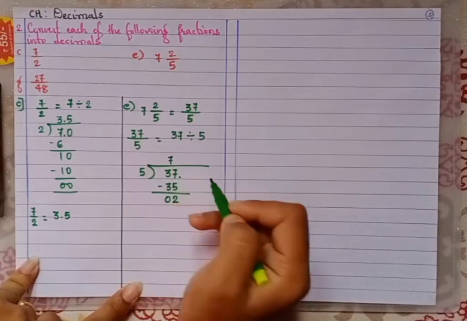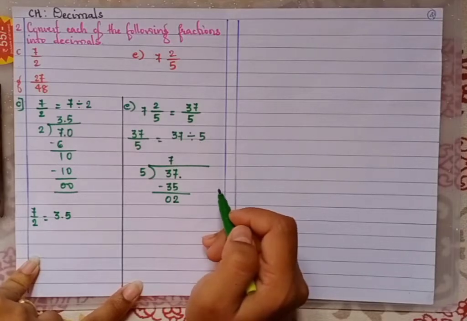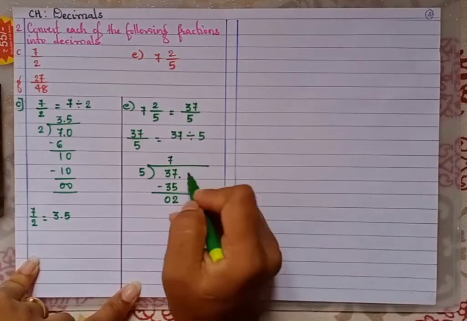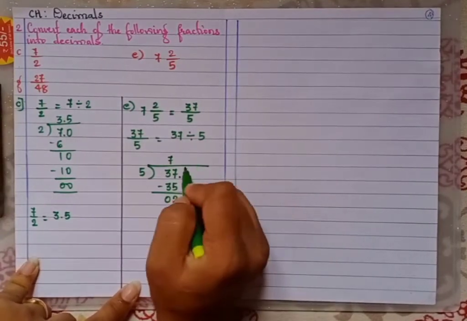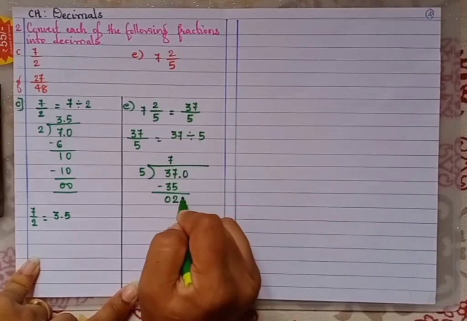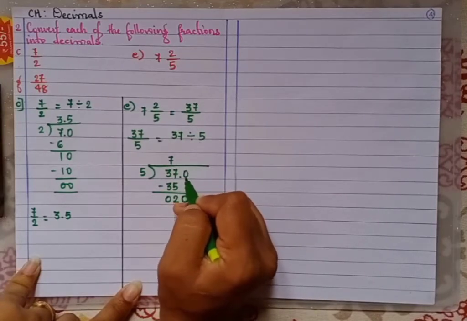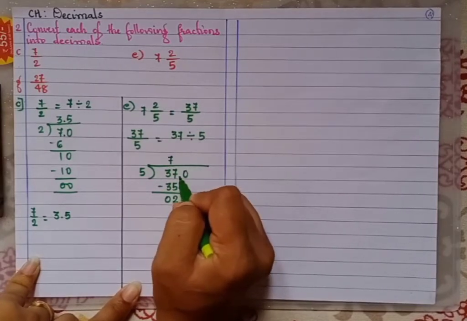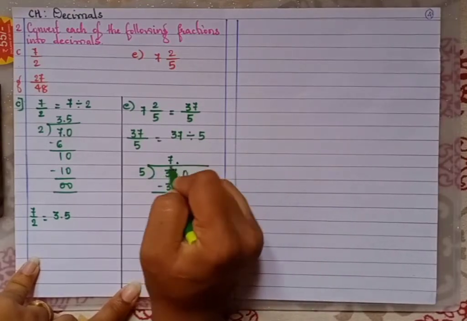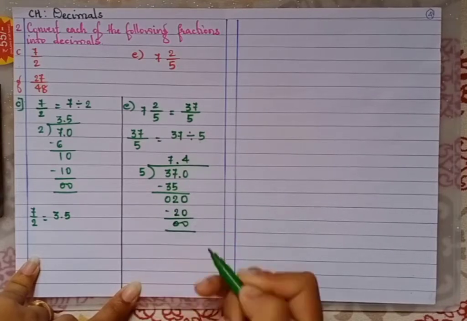And 37 can further be written as 37.000. Increasing zeros after putting the decimal point won't alter its value. So we can write 37 as 37.0. Now let's take the next digit down. I have taken it down. And now as I have taken the digit after a decimal point, first we have to put the decimal point. Now 5 4s are 20, and from 20, 20 goes out, remains 0.